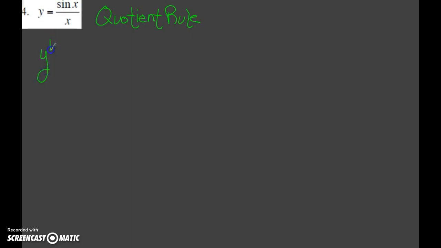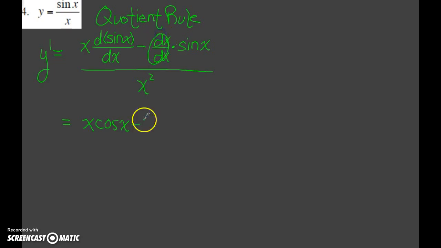Okay. And writing it out, you have the bottom times the derivative of the top. Whoops. Excuse me. That's more like it. Minus the derivative of the bottom times the top. All divided by the bottom squared. Okay. We have x. The derivative of sine is cosine, minus right here, the derivative is just 1 times sine x, and all over x squared. And that's it right there.